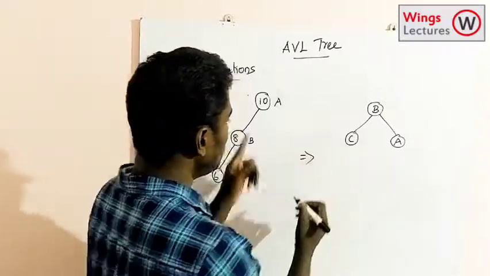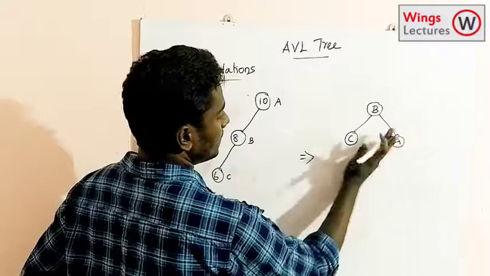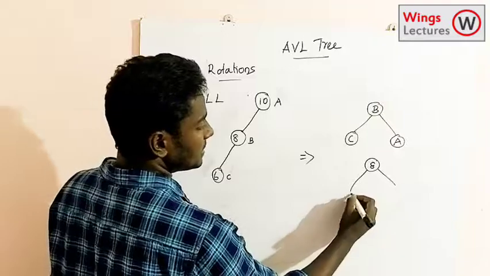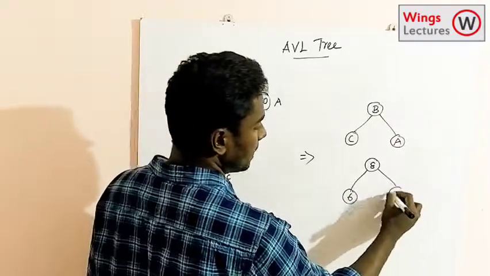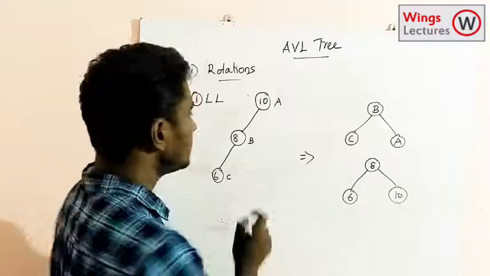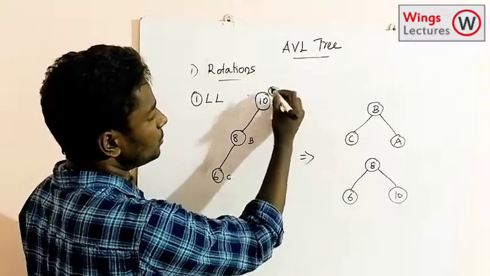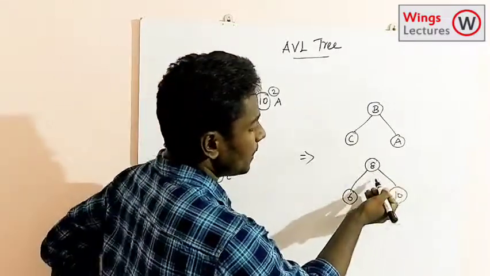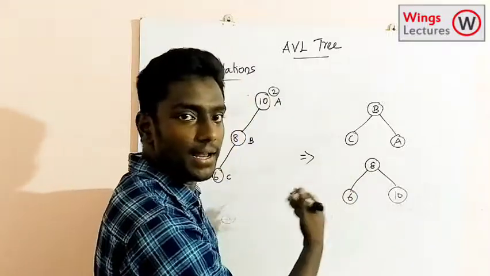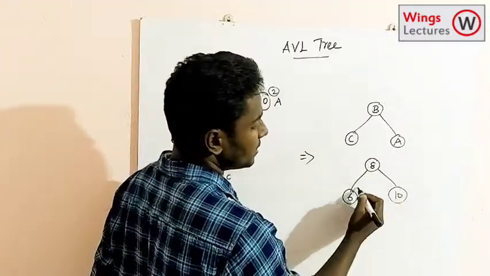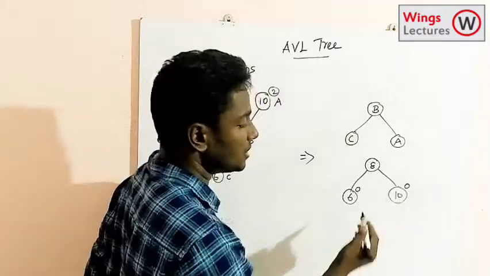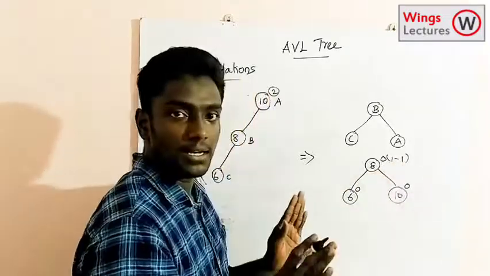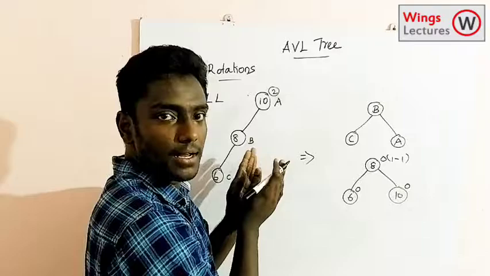When I apply this rule, see what happened. 8 will become the root node, 6 will become the left subtree and 10 will become the right subtree. Now the balance factor of 10 is 2 because it has 2 left children, right? After applying the LL rotation, the balance factor of 6 will be 0, the balance factor of 10 will be 0 and the balance factor of 8 will be 0 because 1 minus 1 is 0. Now the tree is balanced by applying this strategy.